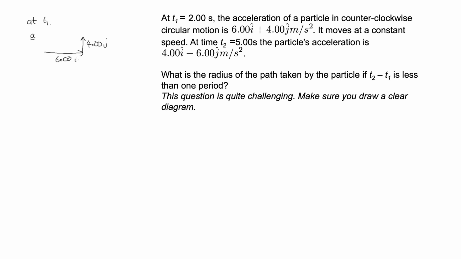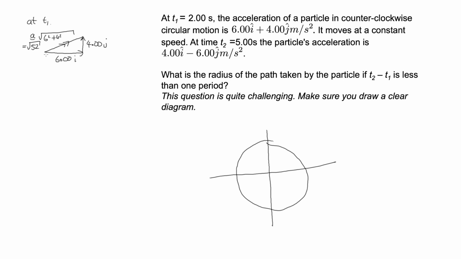4.00 j. So we can work out the magnitude of the acceleration using Pythagoras' theorem. So this is 6 squared plus 4 squared, which is equal to the square root of 52. Let's just leave it that way at the moment. So if we consider our circle, we can see the acceleration's up in this direction. We know that the acceleration's always going towards the center of the circle. So at t1, the particle must be somewhere like around here, and it's moving in the counterclockwise direction like this.